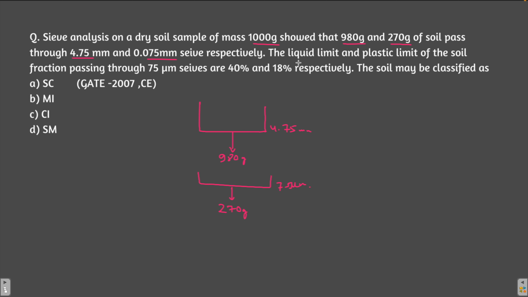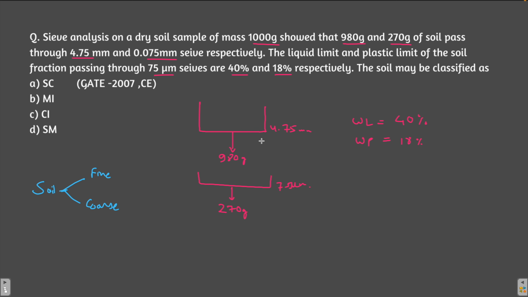The liquid limit and plastic limit of the soil fraction passing through the 75 micron sieve are 40 and 18 respectively. So what is the liquid limit given to you? Liquid limit is given as 40 and the plastic limit is given as 18%. The soil may be classified as, again they are asking you about soil classification. So what is our first step? Our first step is to find whether the soil is fine grained or coarse grained. So soil can be either fine grained, or it can be coarse grained.